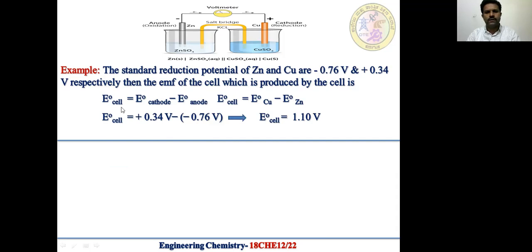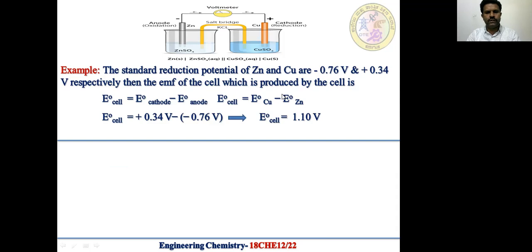what is the voltage produced if we connect both zinc and copper electrodes? So E naught cell, where E naught represents standard EMF of the cell, is equal to E naught cathode, that is electrode potential of cathode, minus electrode potential of anode. Here the zinc electrode functions as anode because of lower standard electrode potential value, and copper electrode behaves as cathode because of its higher standard electrode potential value.